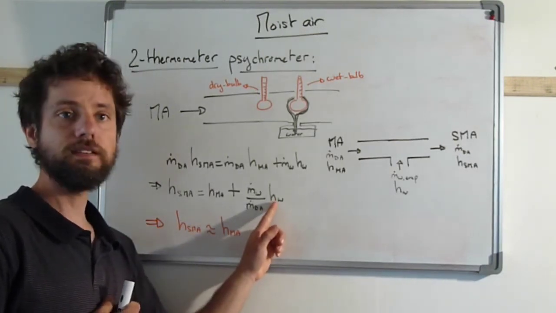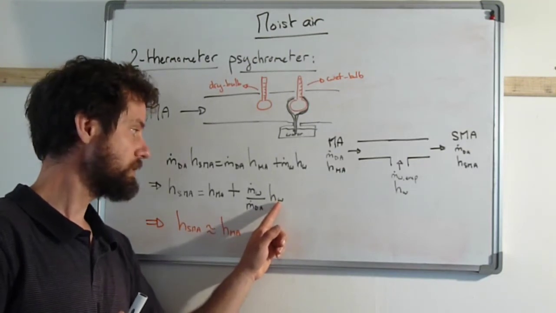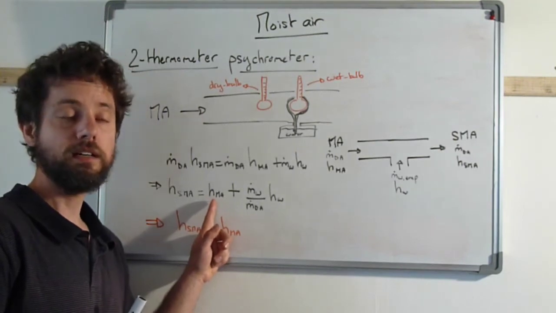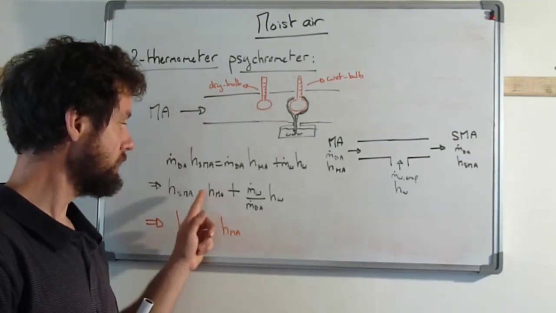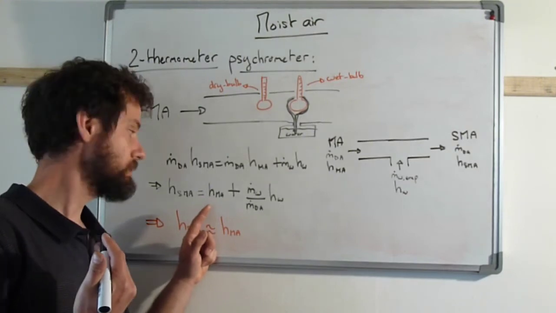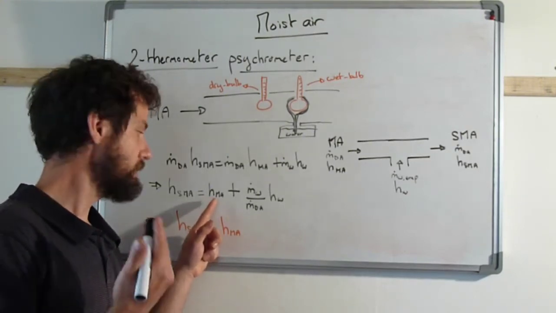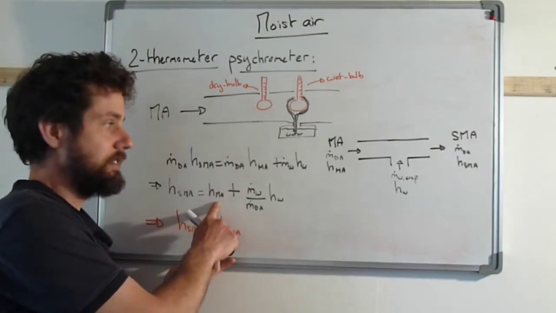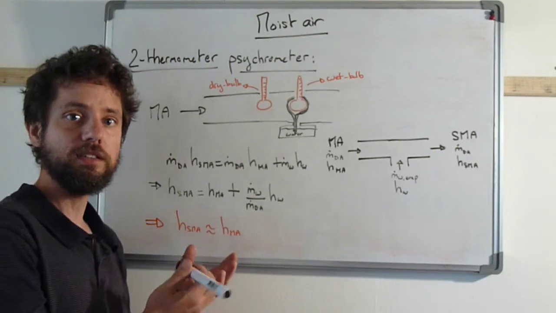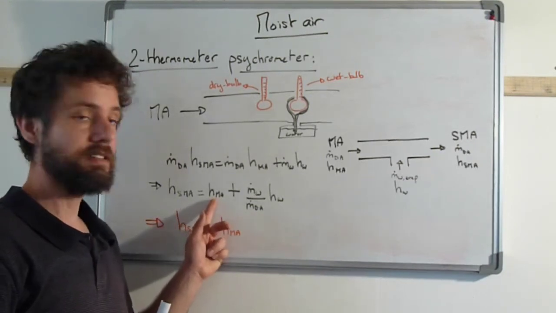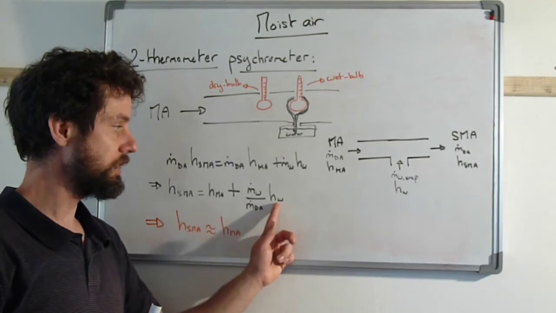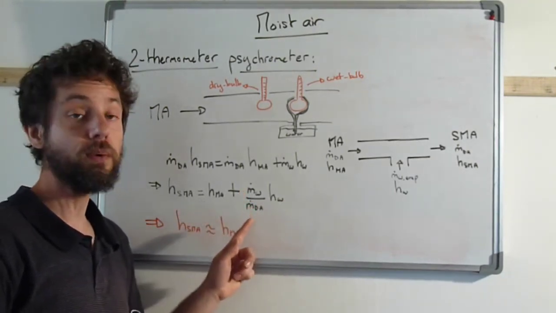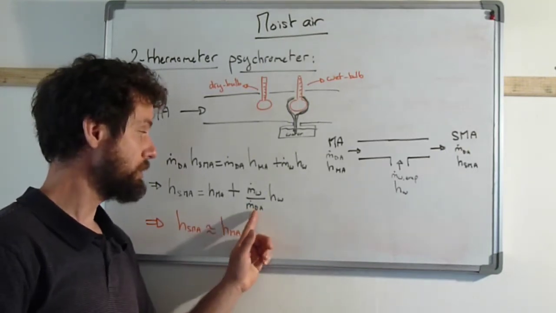First thing is the specific enthalpy of water is usually very small in front of the specific enthalpy of moist air, because this one also contains some enthalpy due to latent heat of vaporization because of the moisture content that we have inside. And because the latent heat of vaporization is huge, this specific enthalpy is usually much bigger than this one. The other thing is that the mass flow rate of evaporation is always very small compared to the mass flow rate of dry air.